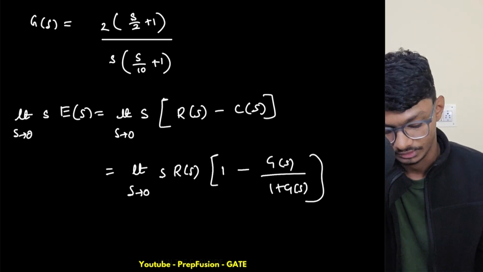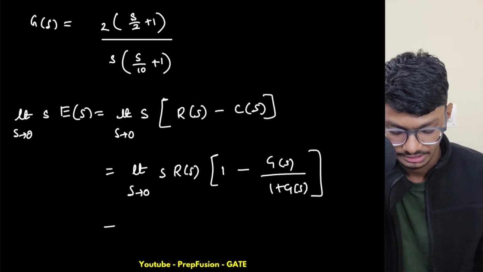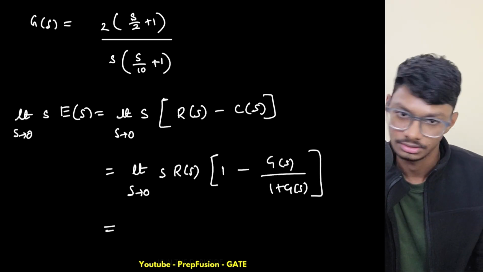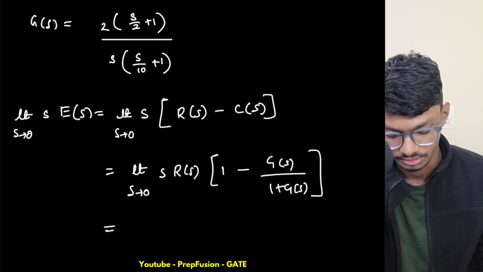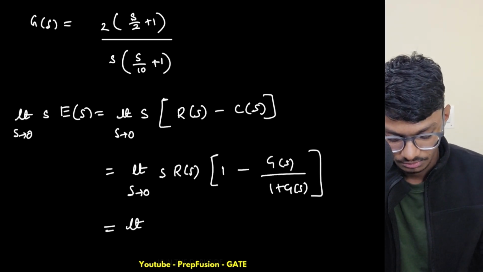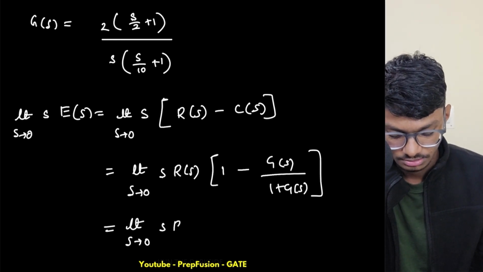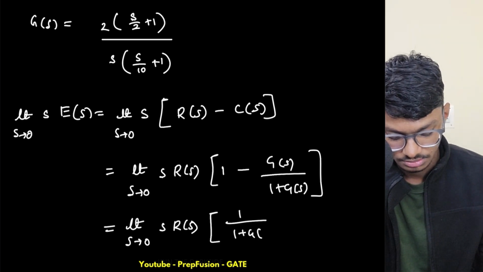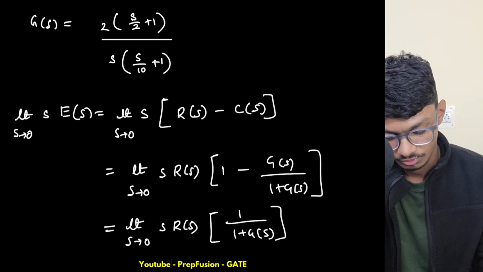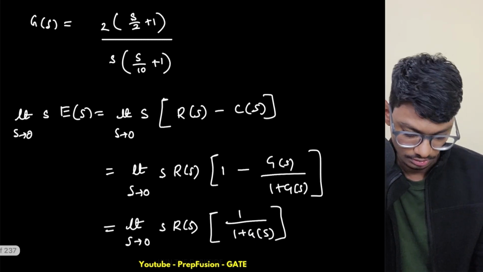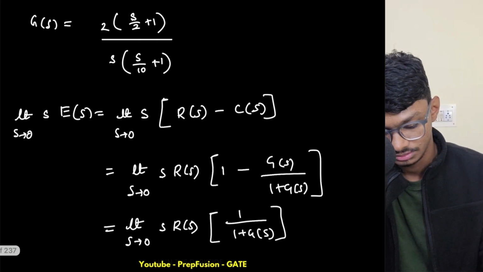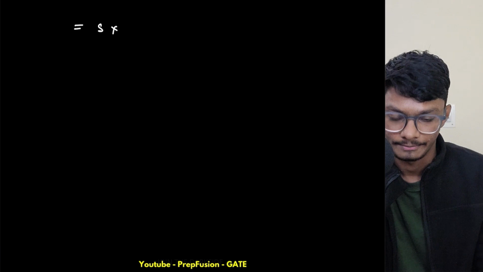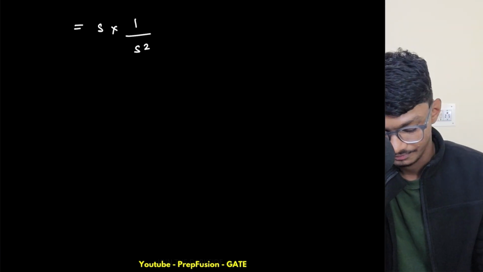I'm deriving this again and again because I want to show you that you can do it from basic stuff. You don't have to remember anything, but you can do it directly also. That's your choice totally. So s R of s times 1 by 1 plus G of s. Now let's put the values. What is R of s? R of s is unit ramp, so it is 1 by s square.